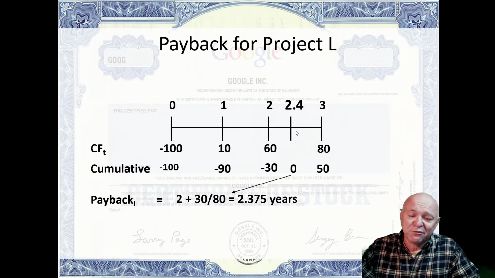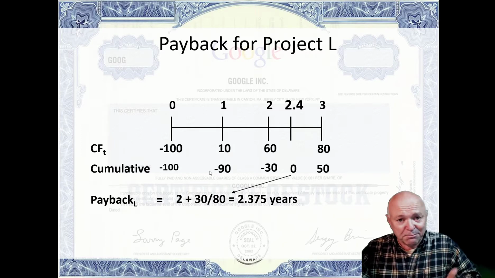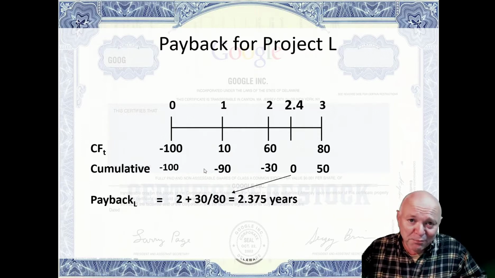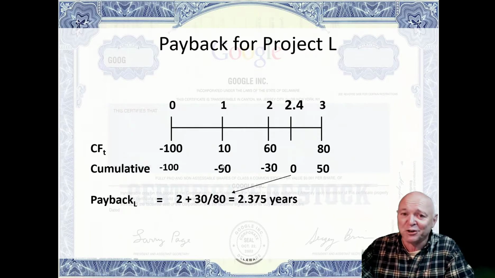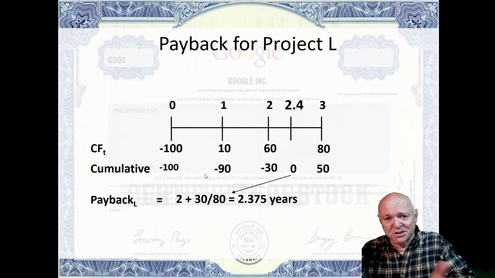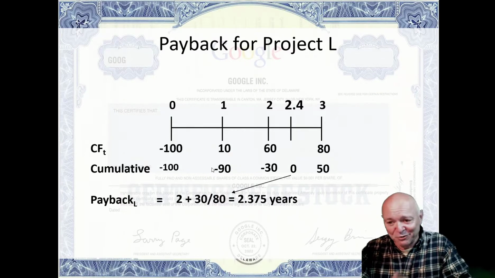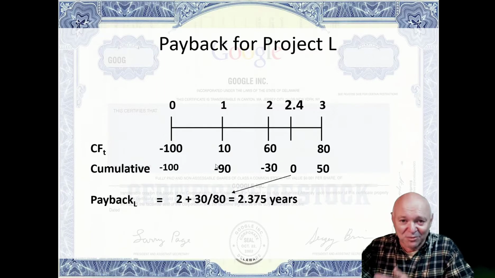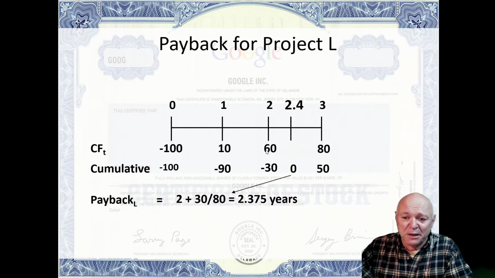So 0.375 of the way through the year, we're going to break even. You could even take that 0.375 and multiply it by 365 to tell you which day of the year you expect to break even. So perhaps sometime during May of the 3rd year, we're going to break even. That is our payback method.